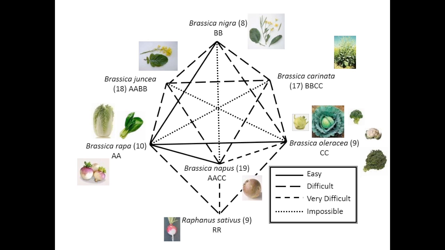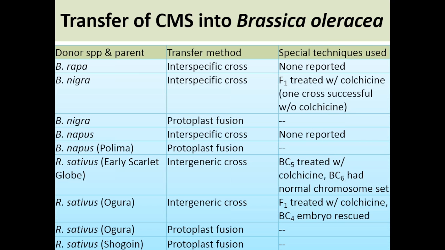There are some wrinkles to this that I'll get to in a little bit here. So here's a list of transfers that have been done to produce CMS in the Brassicas, and then the method that was used. So you can see that there were interspecific crosses used with the rapa, with nigra. Here's a napus interspecific cross. The Ogura CMS is the main form of CMS that's used commercially right now.